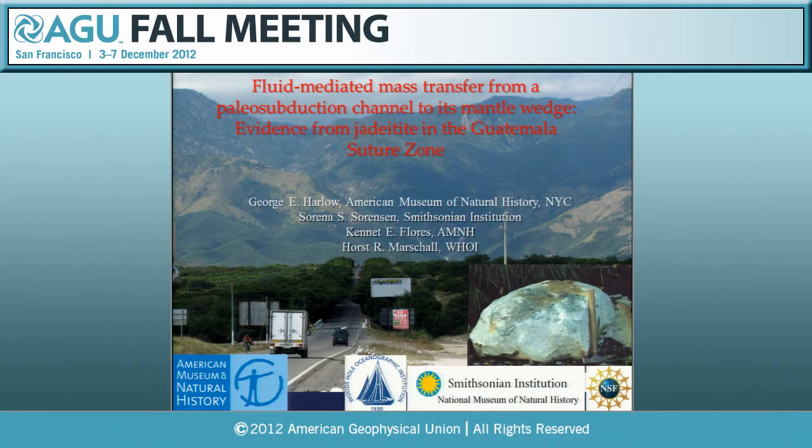First speaker is George Harlow from the American Museum in New York and some co-workers. He'll talk about the Guatemala Suture Zone, where I had the pleasure to go earlier this year. I'm excited to see this.